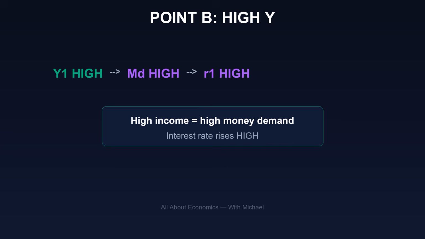level. Then Y2 enters the scene. Output rises even further. Demand pushes out to L of Y2, forcing those interest rates even higher. It's a very clear pattern. Higher output consistently creates higher money demand, which systematically forces higher interest rates.